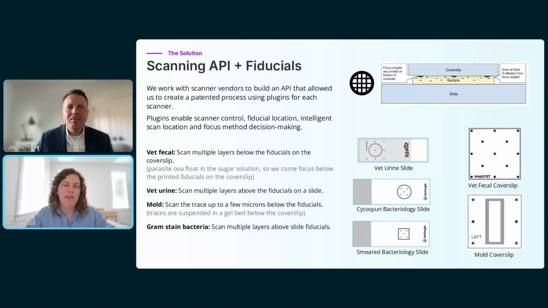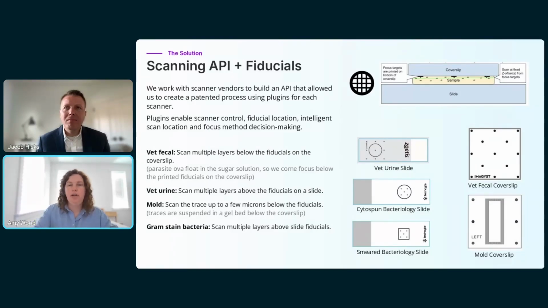We also implemented this with our air quality samples to detect mold. So again, we use fiducials printed onto the cover slip to find where that mold is, because it's directly under the cover slip. And we've also been using this more recently in human for gram-stained bacteria.